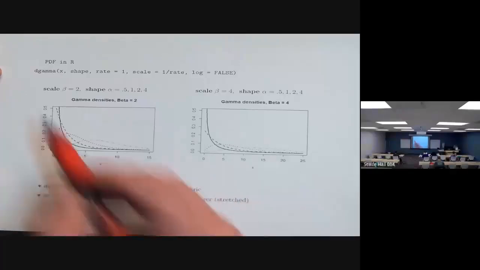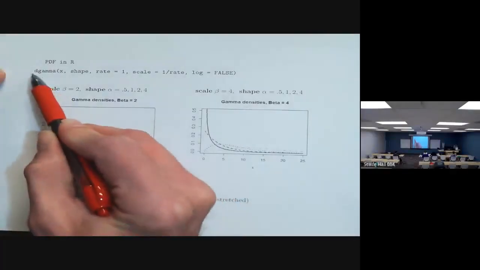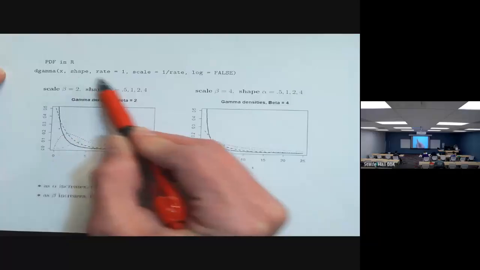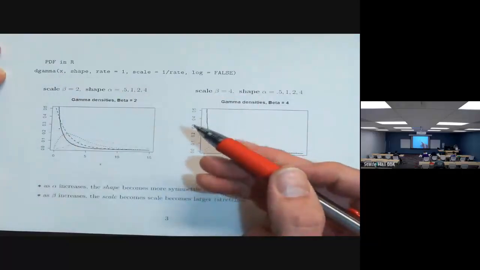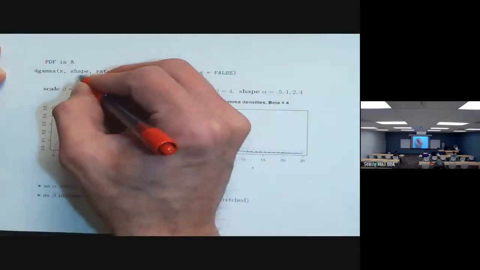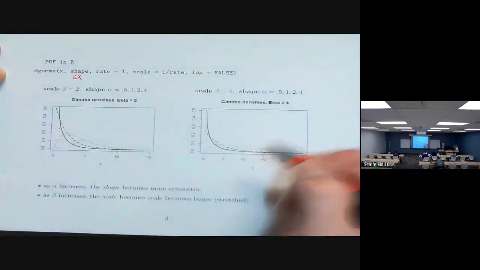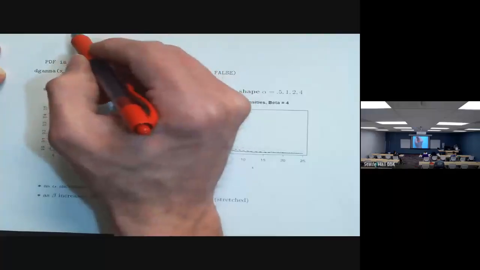Okay, so making this D gamma, D is the density. So in R, this is what we would put in. X is the variable, and you can see here it has the parameters. So alpha is the, oops, you know what? Sorry.